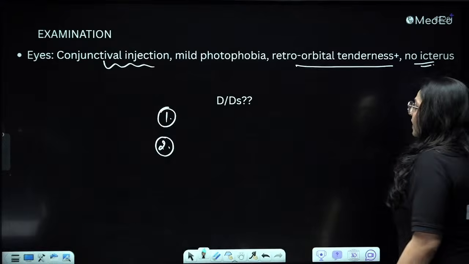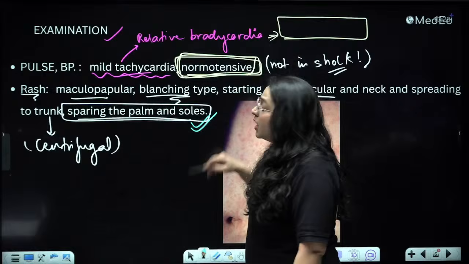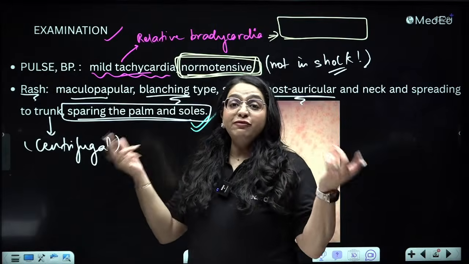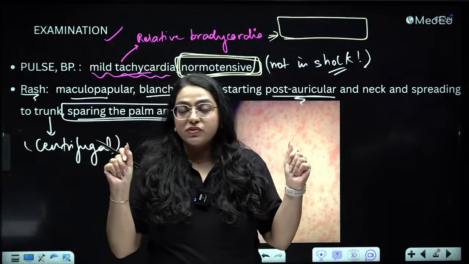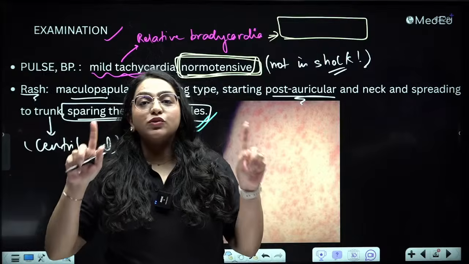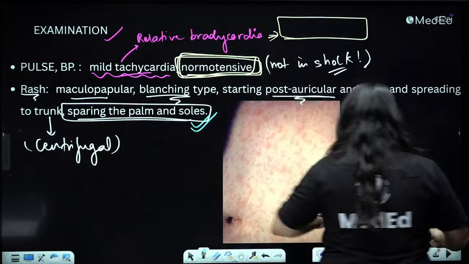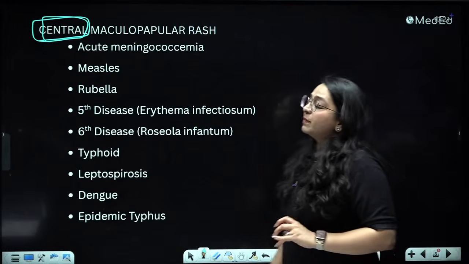See, on examination I am seeing that it is sparing the palms and soles. And every time there is a peripheral maculopapular rash, it is going to start from the palms and soles. So for both, you will have both kinds of DDs, which I will tell in just a little bit, right? So now let's talk about central maculopapular rash.